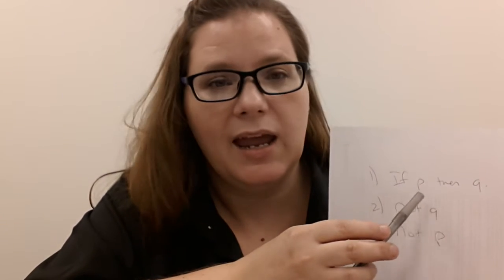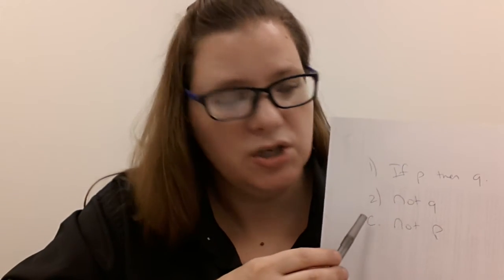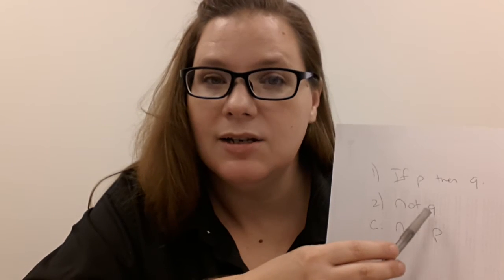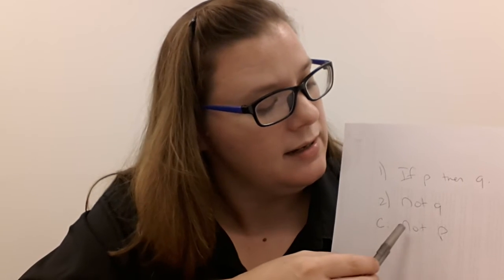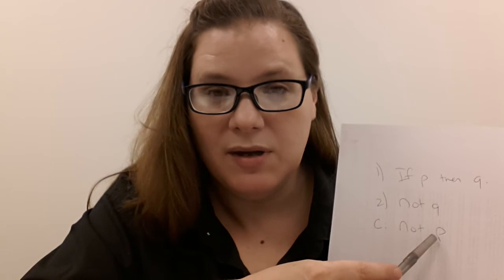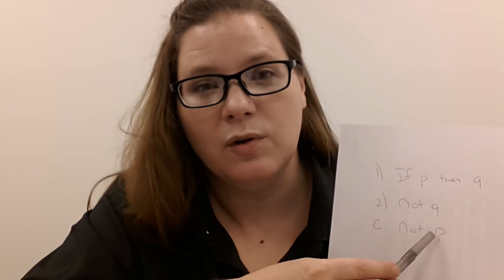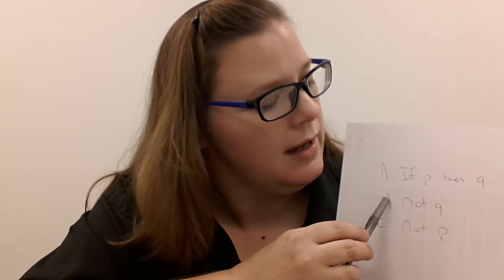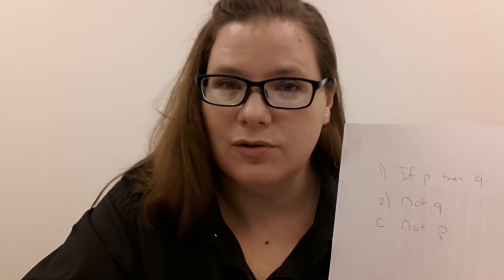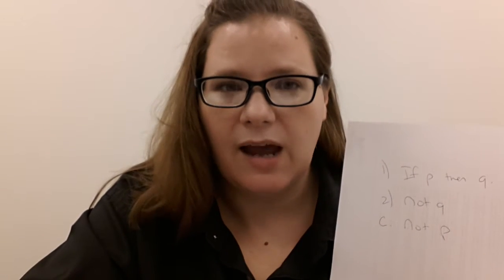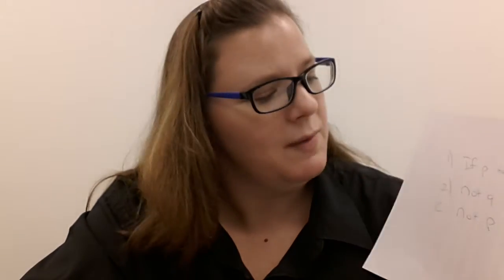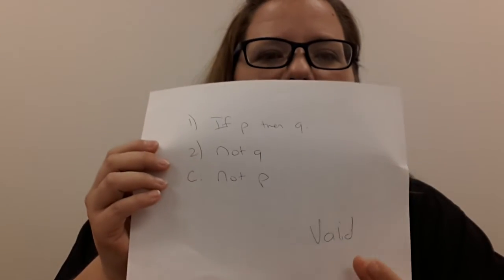If I open my hand, then the pin will drop. Premise 2, the pin did not drop. Well, if the pin didn't drop, I couldn't have opened my hand, which is the conclusion. Not P, I did not open my hand, because if I had opened my hand, then the pin would have dropped, and that would make premise 2 false. So if both of those premises are true, you have to have a true conclusion, which makes this valid.